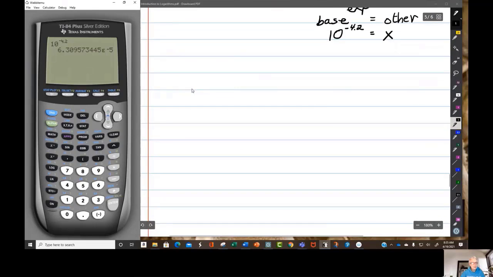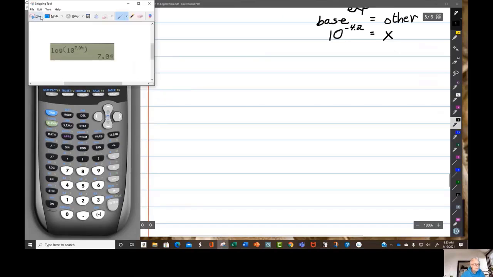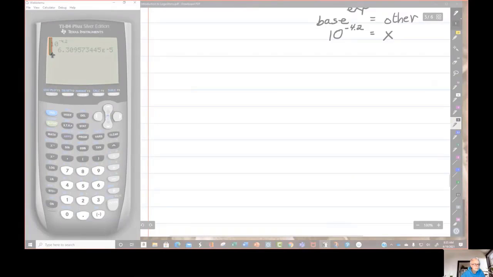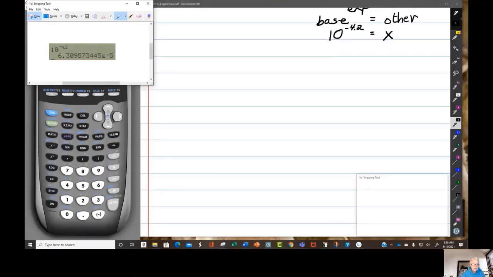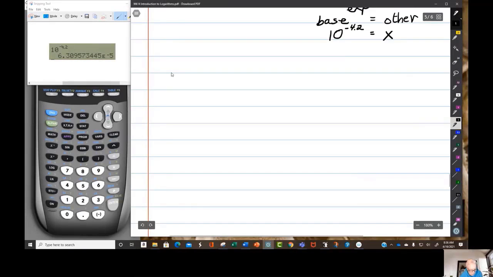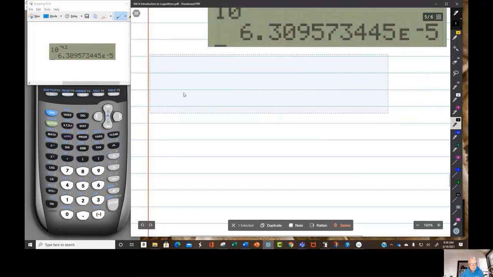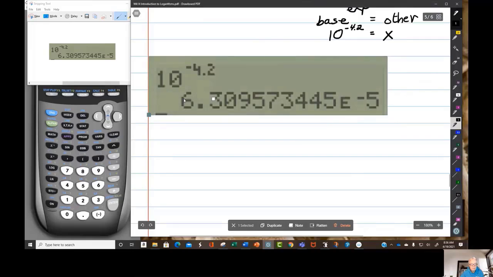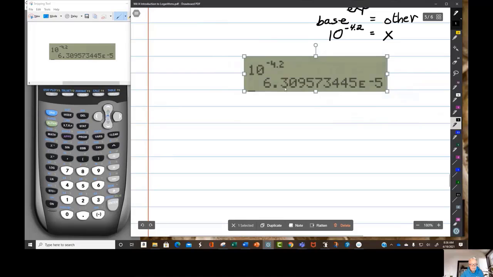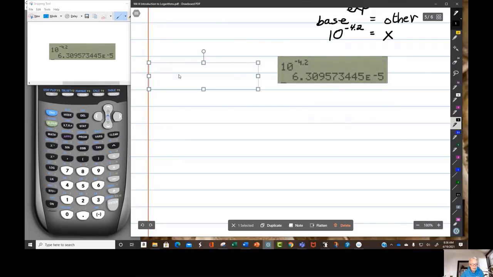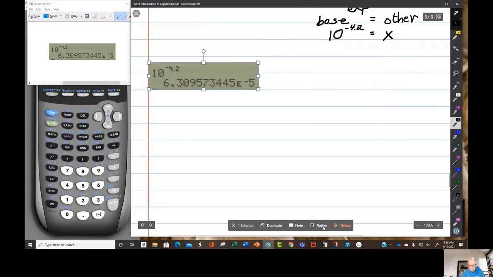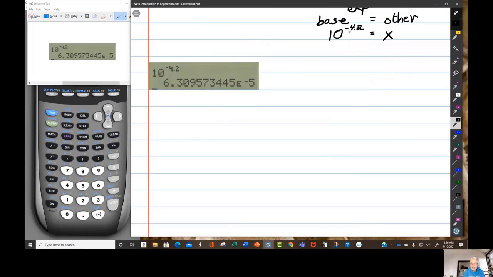Let's look at this really closely. Oh, that's pretty clear. Equals x. That 10 to the negative 4.2 is 6.309573445 e to the negative 5. Piece of cake. Okay.